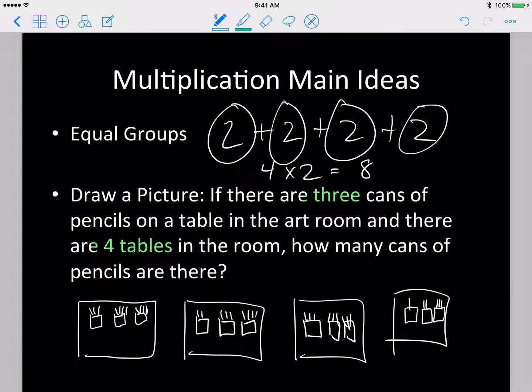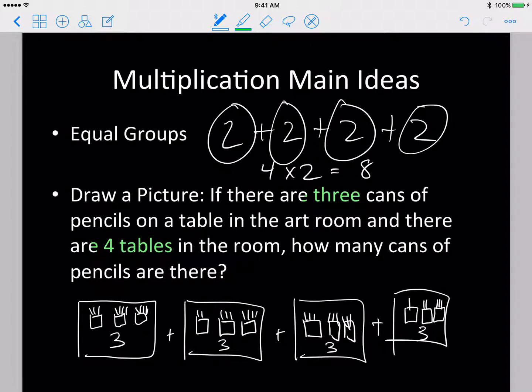So the question says, how many cans of pencils are there? Well, we can see here that there's 3 there, 3 there, 3 on that table, and 3 on that table. So we can add 3 plus 3 plus 3 plus 3. 1, 2, 3, 4. 4 groups of 3, 3 in each group.